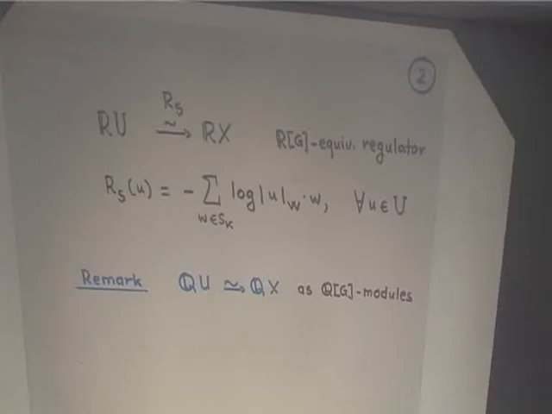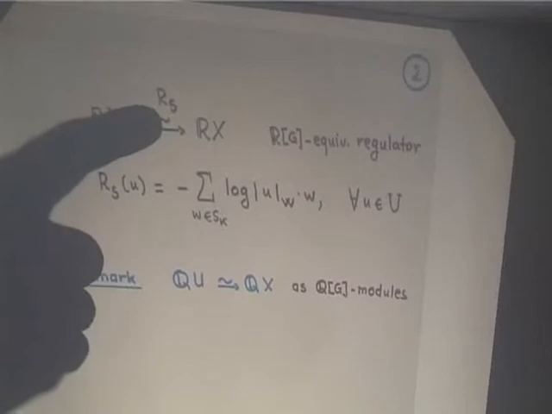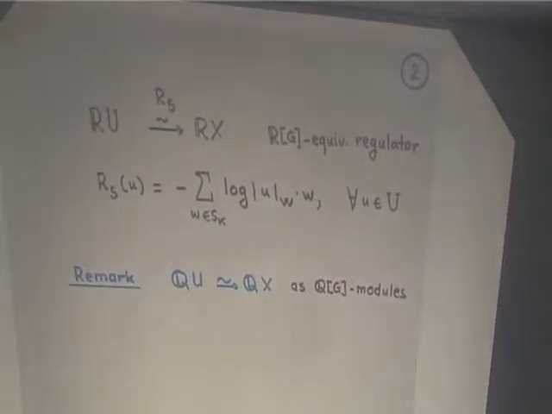What is? It's the real numbers. It's boldface R, as opposed to this capital R, which denotes the G equivariant regulator. So what I was trying to say is that since these two representations are in fact defined over Q, and they are isomorphic over R, they are in fact isomorphic over Q as well. So there should be a Q bracket G module isomorphism between QU and QX.